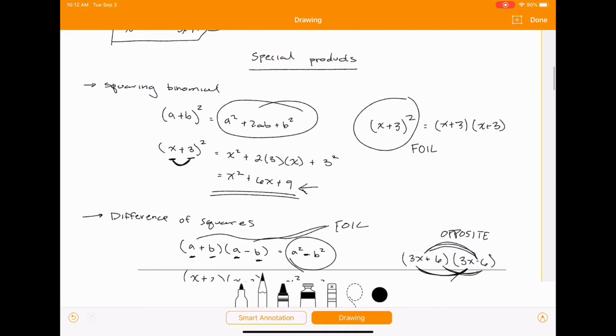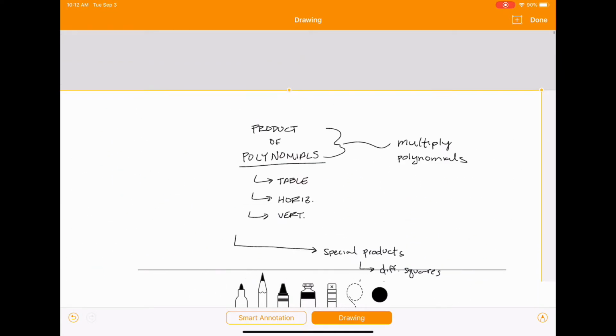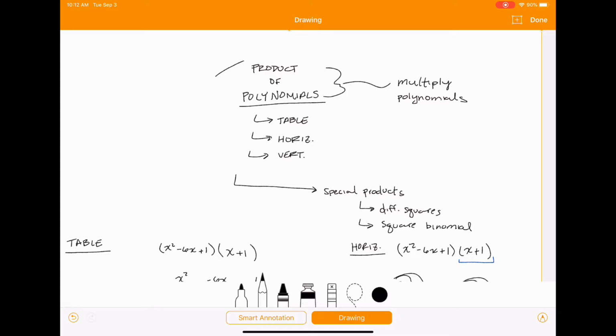So again, in this video, we went over how to find the product of polynomials, which is just multiplying two polynomials together. We used the table method, the horizontal method, and the vertical method. And then we talked a little bit about these special products. We talked about the difference of squares, and we also talked about squaring a binomial.